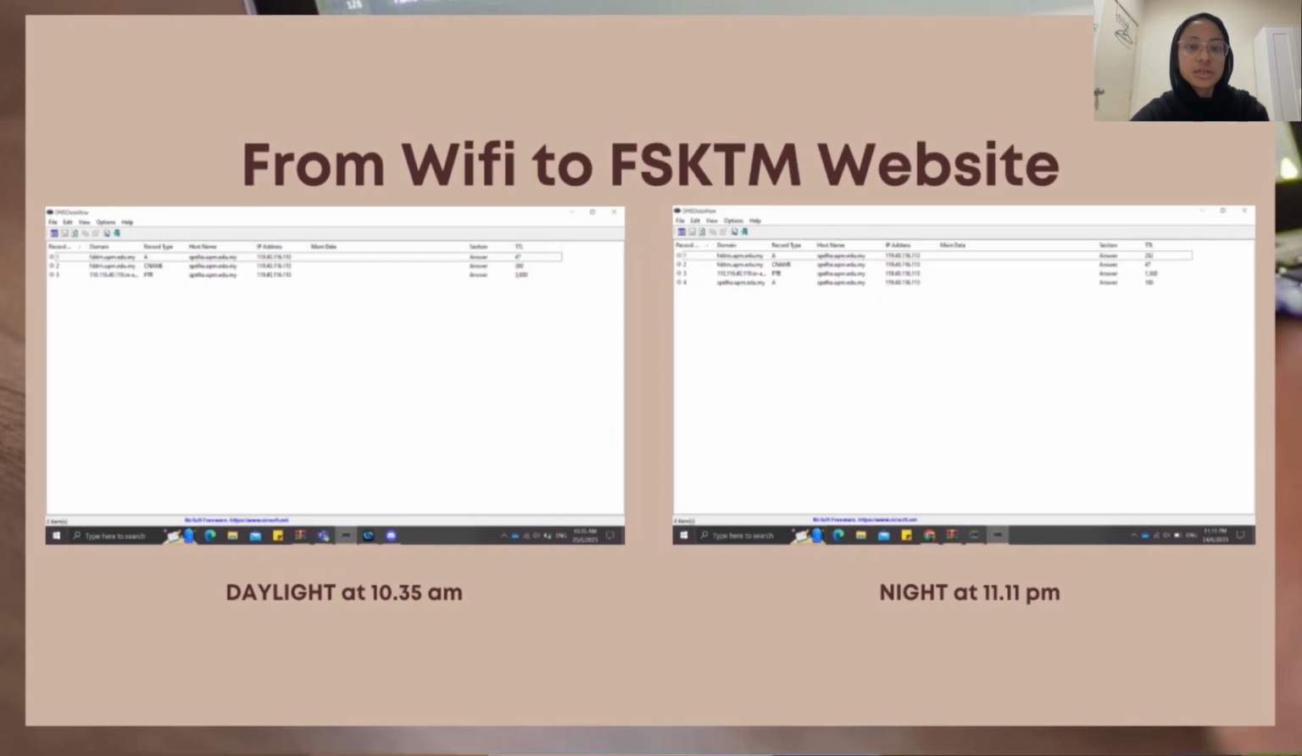Next, all data was recorded and collected at 10:35 a.m. during daylight and 11:11 p.m. during the nighttime using Wi-Fi to access the FSKTM website. According to the figure shown, the results showed 3 and 4 domains respectively that view their DNS information along with different record types but the same host name and data in each specific time. Also, we could see that all domains have the same host name and IP address, which are spellha.upm.edu.my and the IP address respectively, with a different type of record.